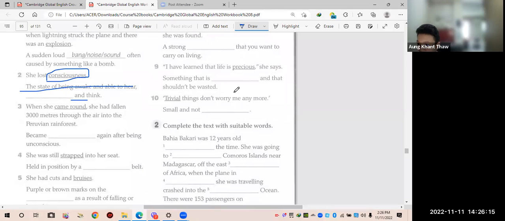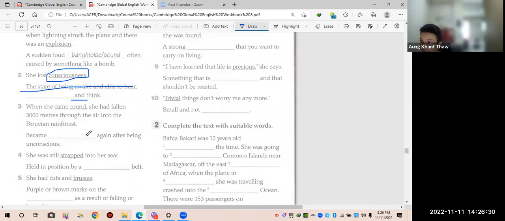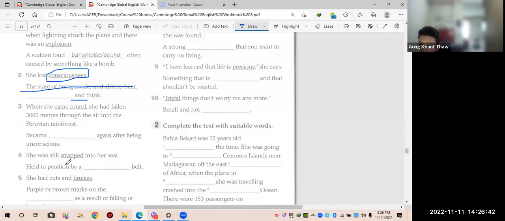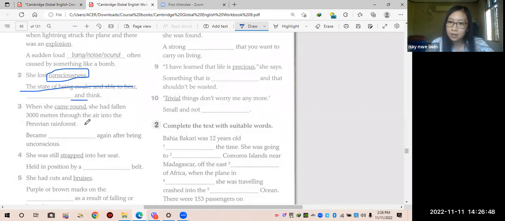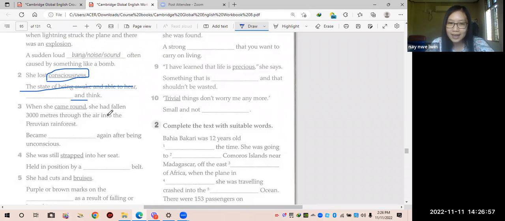I mean that come around. When she came around, she had fallen 3,000 meters through the air into the Peruvian rainforest. So yes, what is your answer? Tell me. Became conscious, yes. Became conscious or become awake, right? Yes, that is why I told you there will be more than one possible answer for each blank. I have seen another meaning for come around. Oh, you have to look at the context then, right? I have seen come around means discover. Discover. So that is why you have to look at the context.